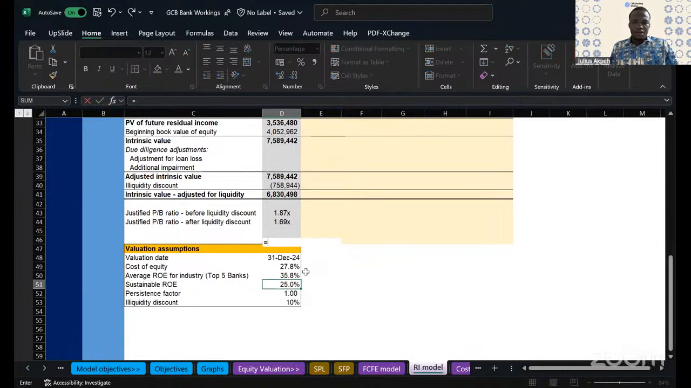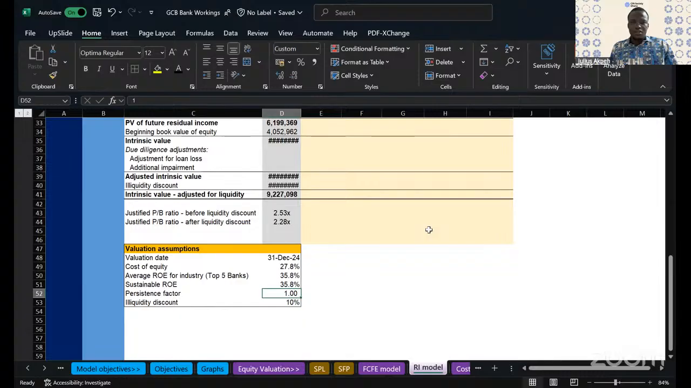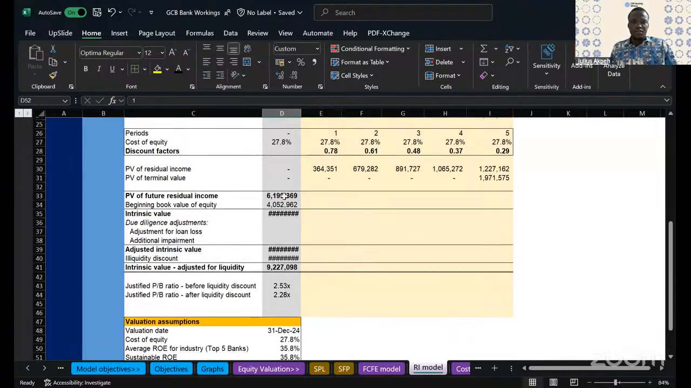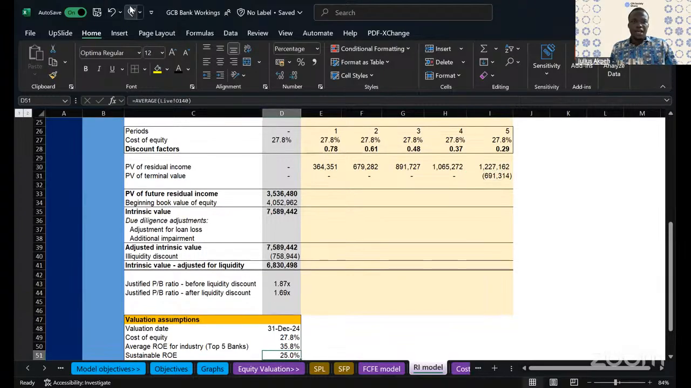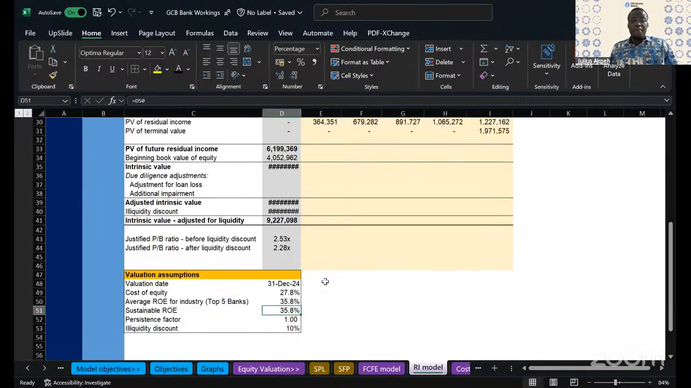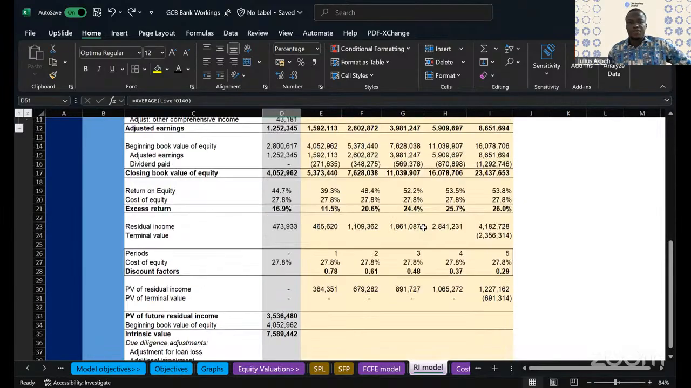Okay. Let's move it to ROE for the top 5 banks and see what happens. You see what happened. The figures are bloated out of proportion. Moving it to ROE for the top 5 banks has increased the justified price to book ratio to 2.53 or something. But the same ROE for top 5 banks we did yesterday took the computation out of gear. For the FCFE, the figures were very unreasonable. So the residual income model tends to do something great, right? For now, let it be at 25%.